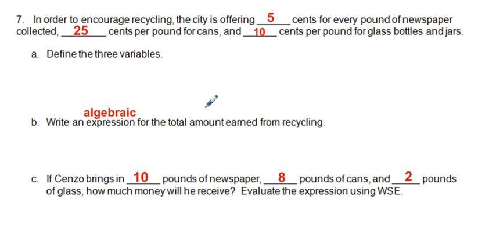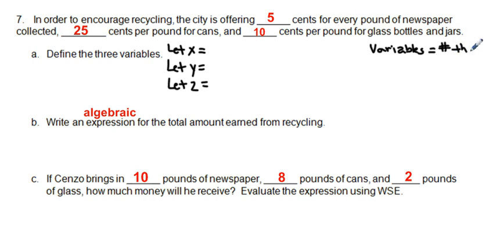In order to encourage recycling in the city, the city is offering 5 cents for every pound of newspaper collected, 25 cents per pound of cans, and 10 cents per pound of glass bottles. Define the 3 variables. So my 3 variables, I'll say let x equal, let y equal, and let z equal. So now I need to think what is going to vary. The variables change. Variables would be a number that would vary.